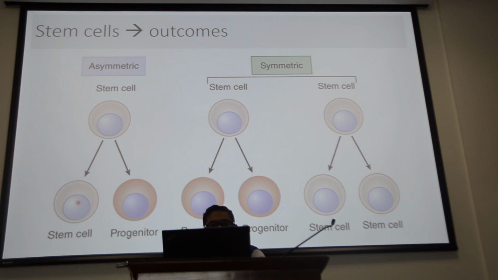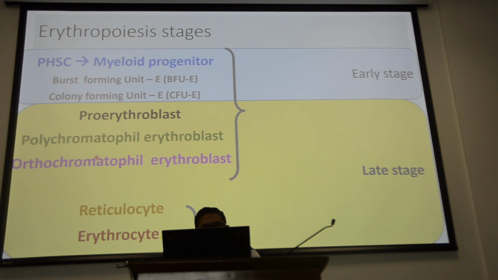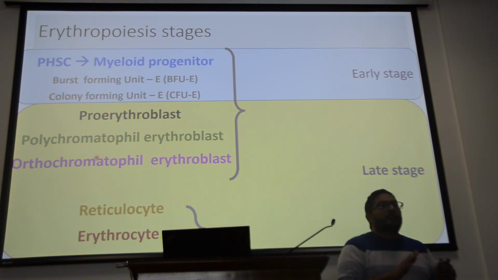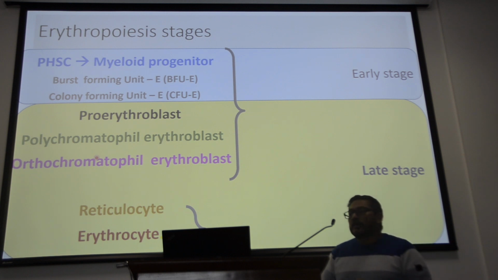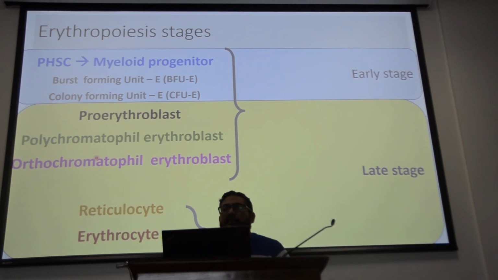But for healthy individuals on any given day, you're going through asymmetric cell divisions where you give rise to the stem cell population and the progenitor populations. Now, erythropoiesis by default is split into two stages. You have an early stage and a late stage.